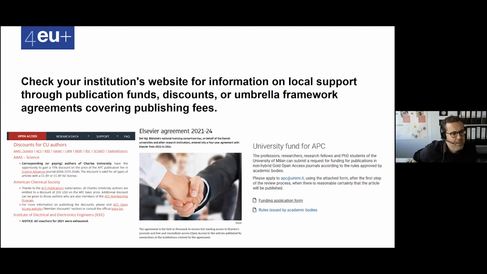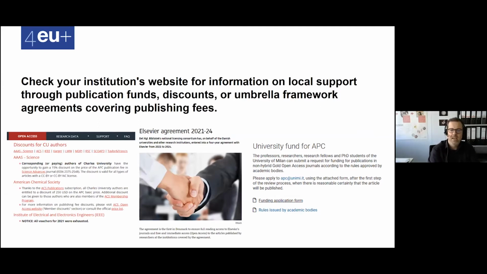On the left side, you see a screenshot from Charles University. They have several agreements with commercial publishers in place where you can get discounts on these kind of publishing fees for your open access publications. In the middle, there's something from Copenhagen. So in Denmark, there's a national agreement with the large publishing house Elsevier, which covers all Danish, at least as far as I understand it, all Danish publications with Elsevier, and they are put to the open access automatically, and the costs are covered by this general framework agreement.